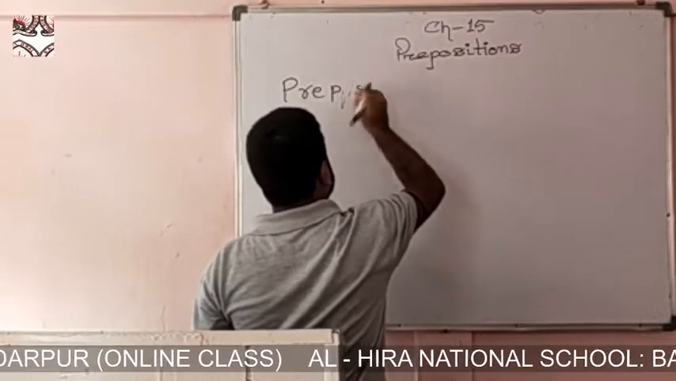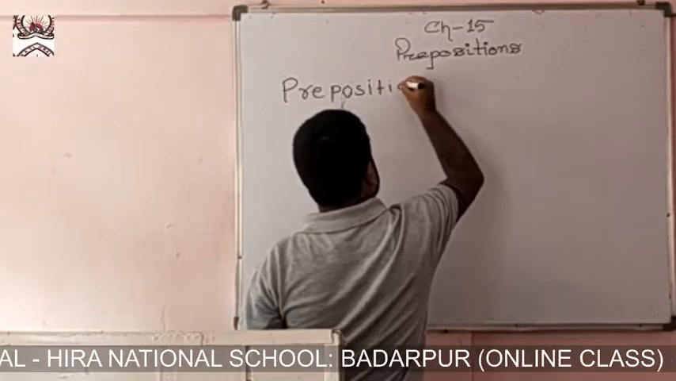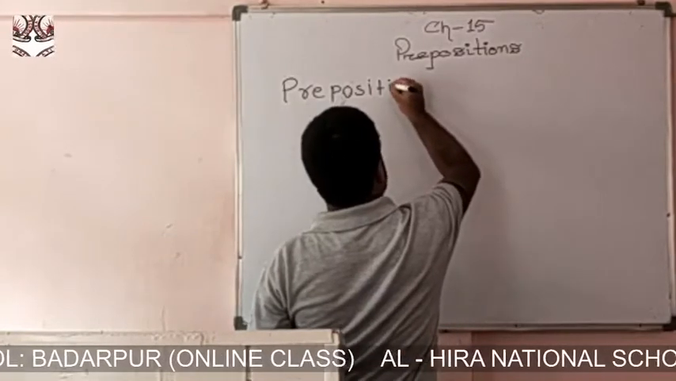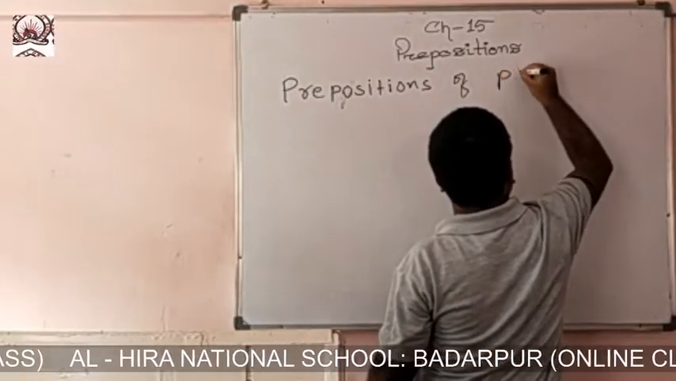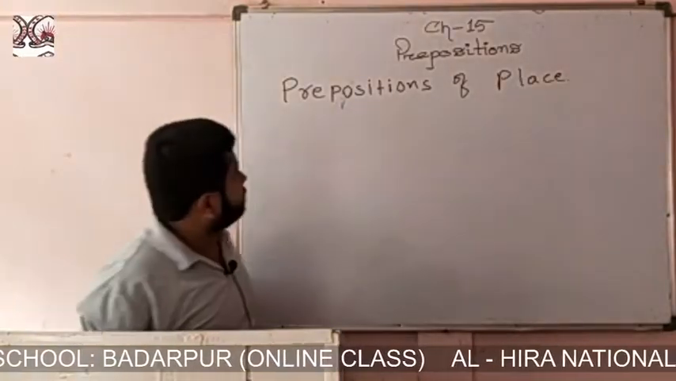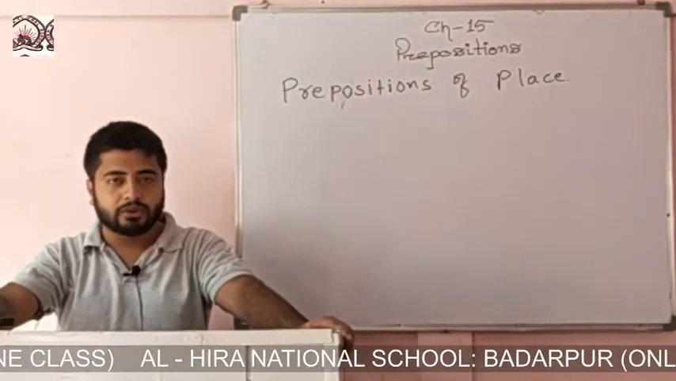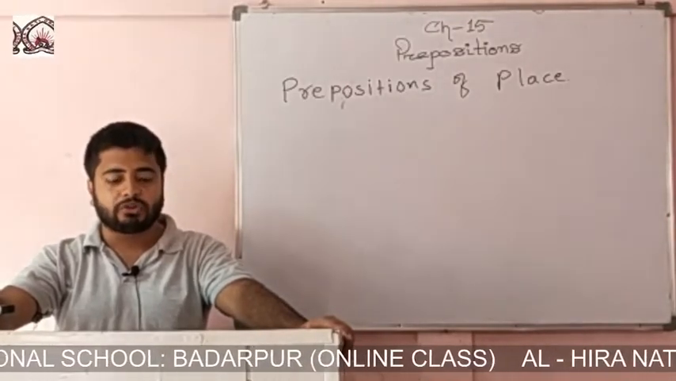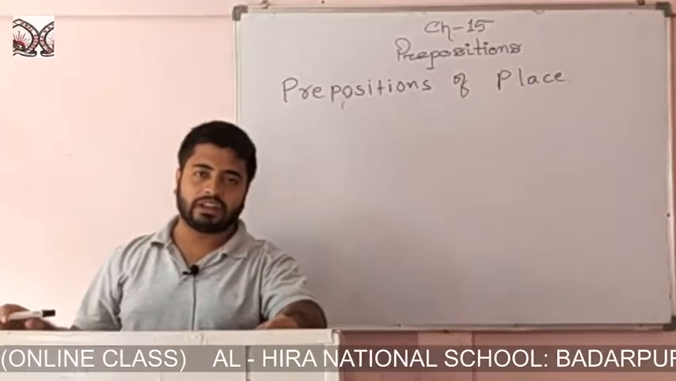Prepositions of place. I hope you have understood the definition of prepositions of place. Once again I am repeating the definition. It is a preposition which is used to refer to a place where something or someone is located.